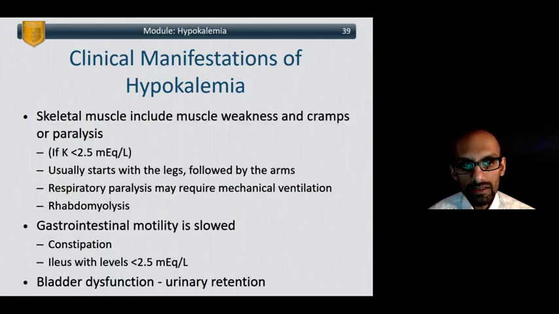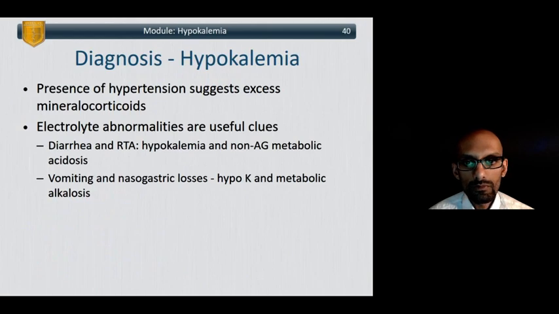Skeletal muscle weakness is common with low levels of potassium. Gastrointestinal motility is slowed, which puts these patients at risk for regurgitation and aspiration. And you can get bladder dysfunction and urinary retention as well. Now, if you have concomitant hypertension, that suggests excess mineralocorticoids. Remember, hyperaldosteronism basically retains sodium at the expense of potassium. And so you'll get hypokalemia, but with all that sodium and water coming back into circulation, you'll develop hypertension as a result.